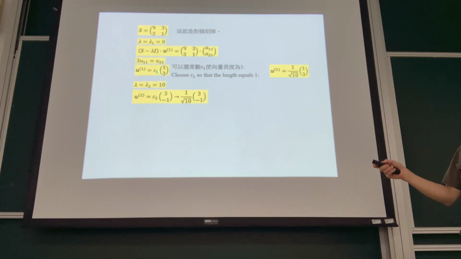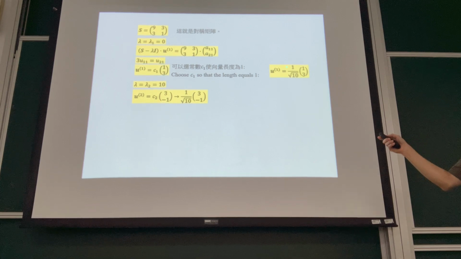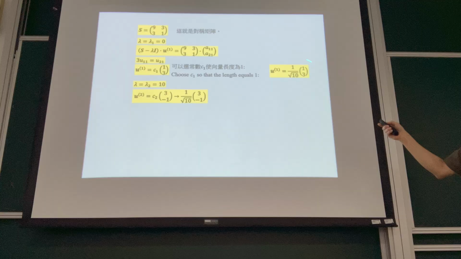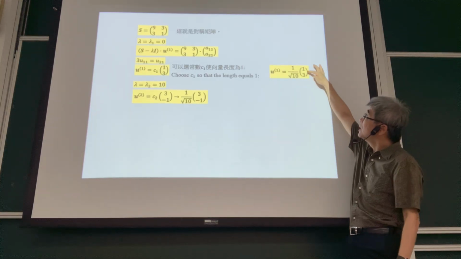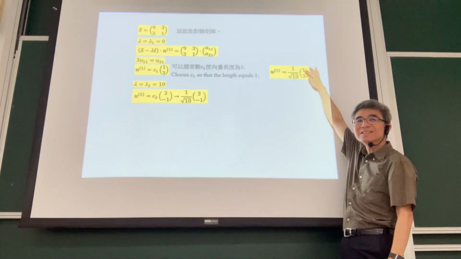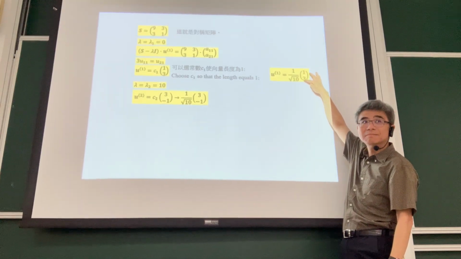Usually, we want to choose this constant C1 so that the length of the vector is equal to 1. For example, for this 1, 3, I would like to choose this C1 to be equal to 1 over the square root of 10. That's okay, right? So it is easy to check the length. The length squared is equal to the square of this element plus the square of this element.